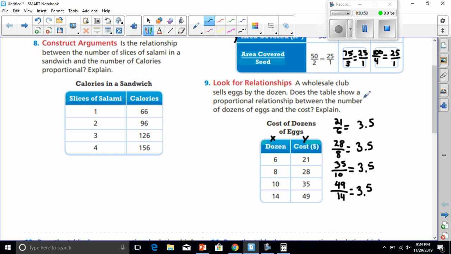So does the table show a proportional relationship? Yes. Explain. Well, all ratios of y over x are equivalent.